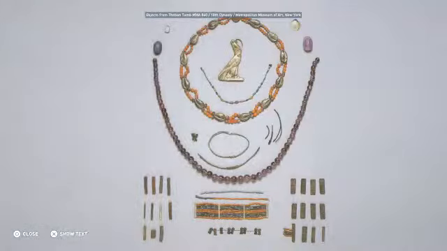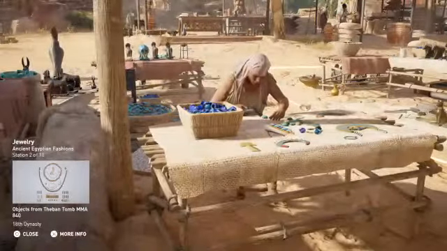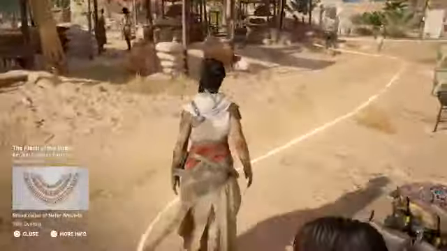There you see objects from Devon Tomb, MMA 840, 18th Dynasty, Metropolitan Museum of Art in New York. And then we are going to go on to the next one.